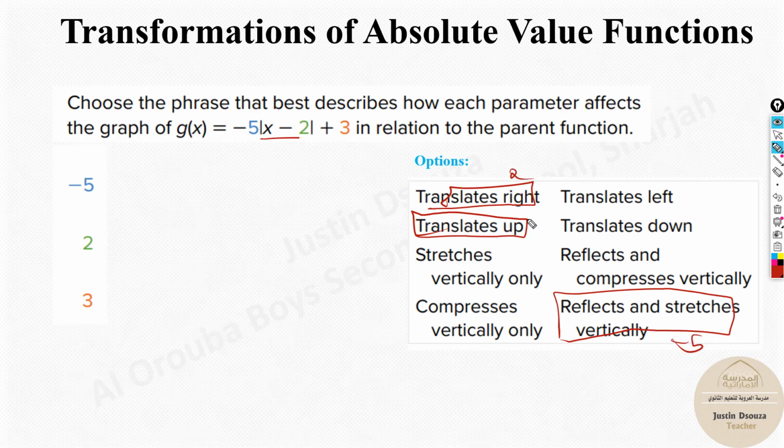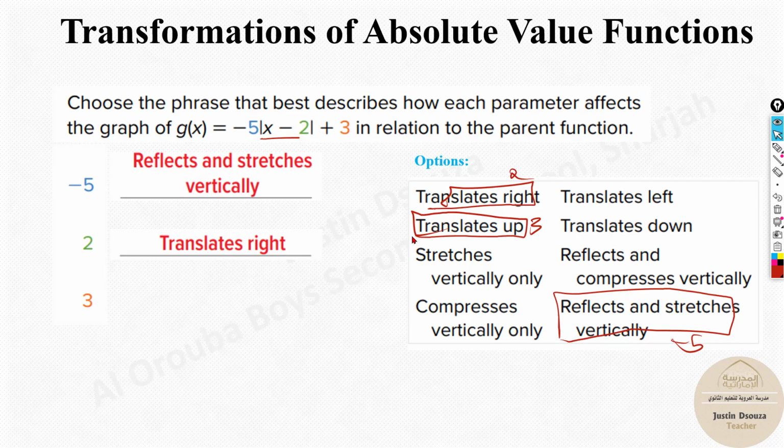To the right, it's 2. And lastly, we have 3. So these are the answers. Let's see. Reflects and stretches vertically. Yes, translates right, correct, and translates up. These are the answers. The others are not correct.